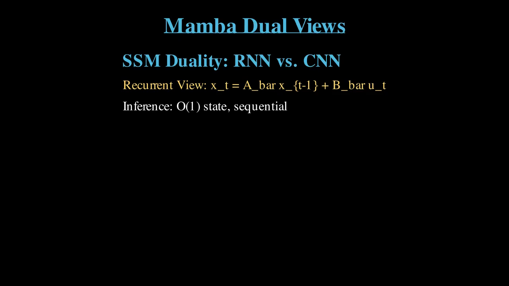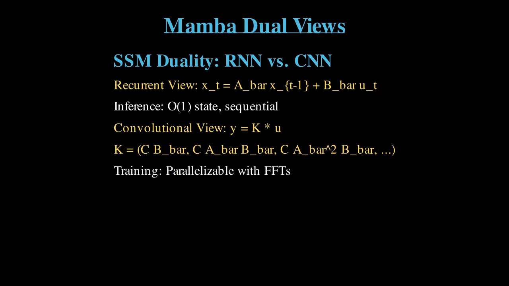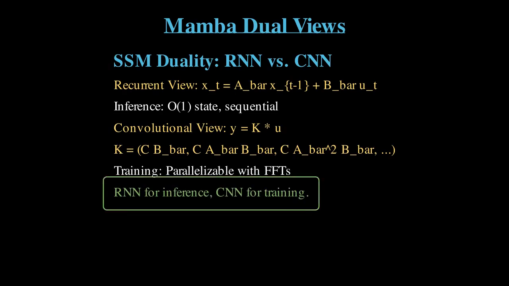But for training, we can unroll this recurrence. If you expand the equation, the output y becomes a massive convolution. The output vector y is the convolution of the input u with a specific kernel k. This convolutional view is highly parallelizable, perfect for modern GPUs using FFTs. It's the best of both worlds, a fast recurrent mode for inference and a parallel convolutional mode for training.